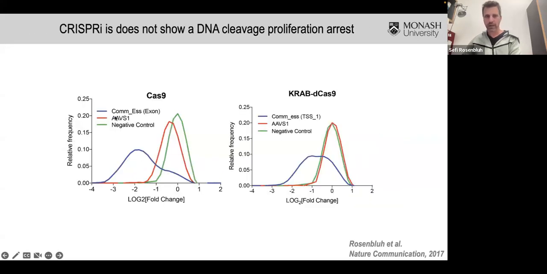But when you target AAVS1, this is a region not containing any genes of interest. So when you target that region, nothing should happen. And this is what you see. Here's the effect of DNA damage.